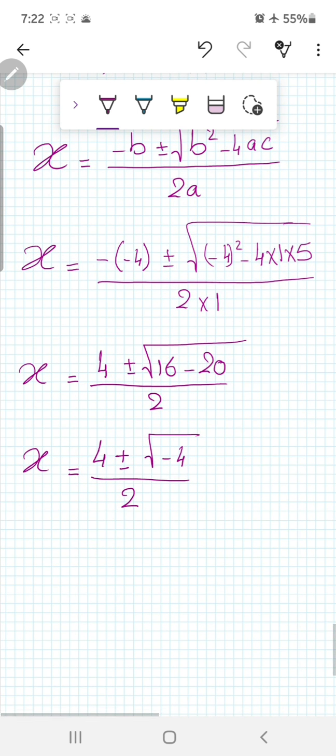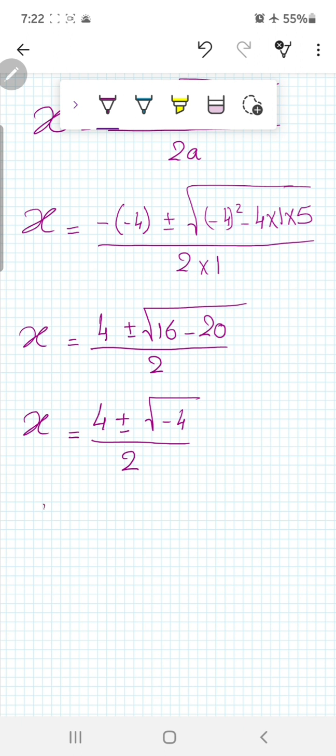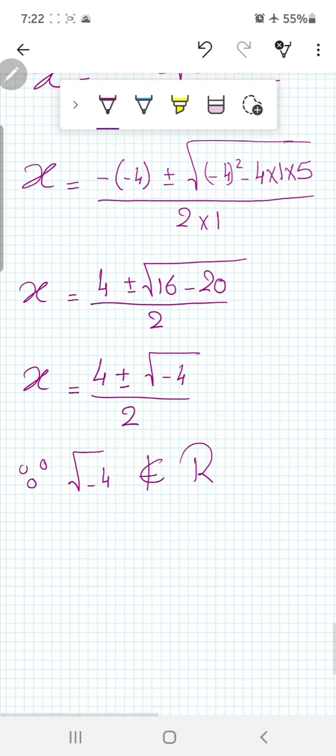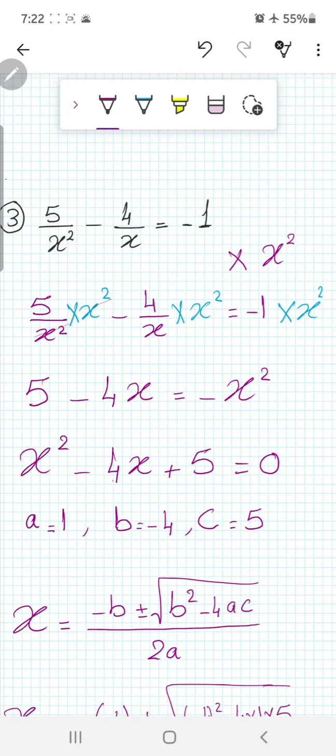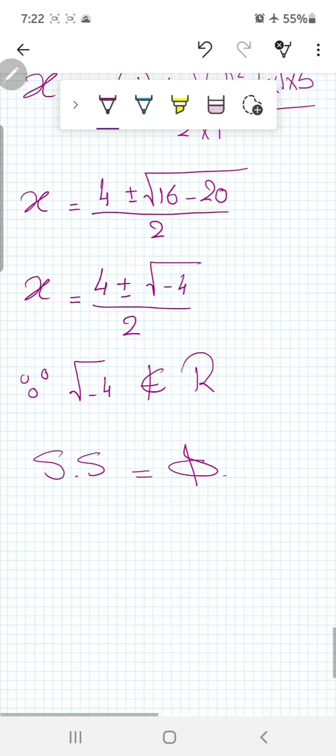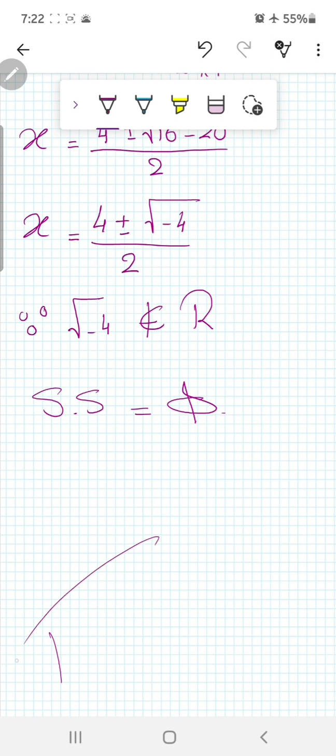Here we don't divide the page. Why? Because here, since negative 4 does not belong to R, there are no real roots. Here we don't have real roots. So the solution set here will be empty. If you graph this equation, the curve of the equation doesn't intersect the x-axis, so the solution set here is phi. Thank you.